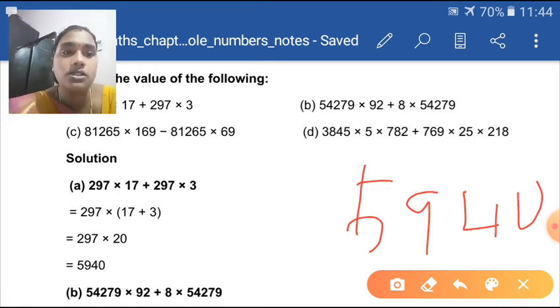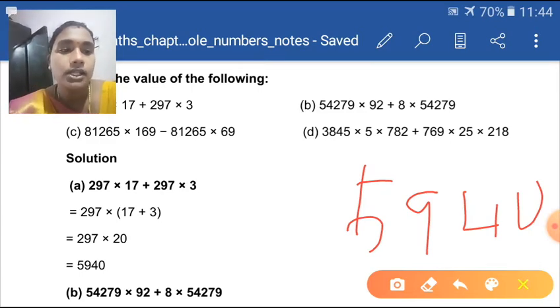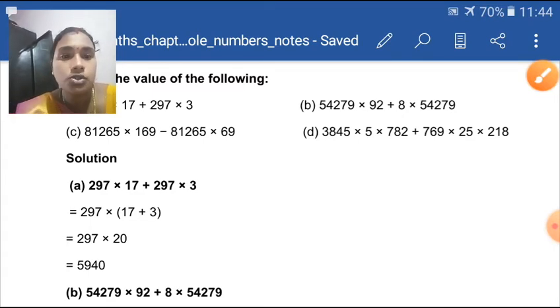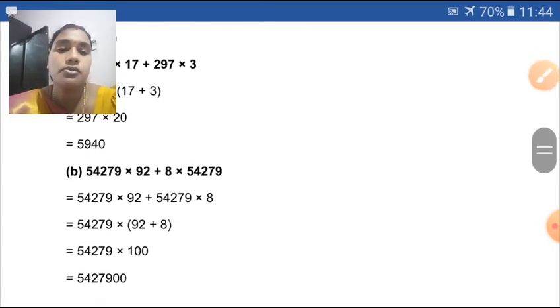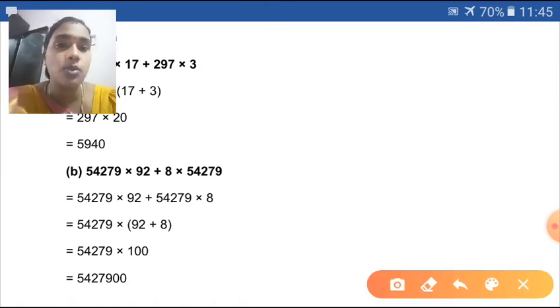Just find out what is common, take it towards your right, then for the remaining numbers do the addition and find out the sum. Okay, so let us do the B sum. It is 54,279 into 92 plus 8 into 54,279. So let us see what is common here.